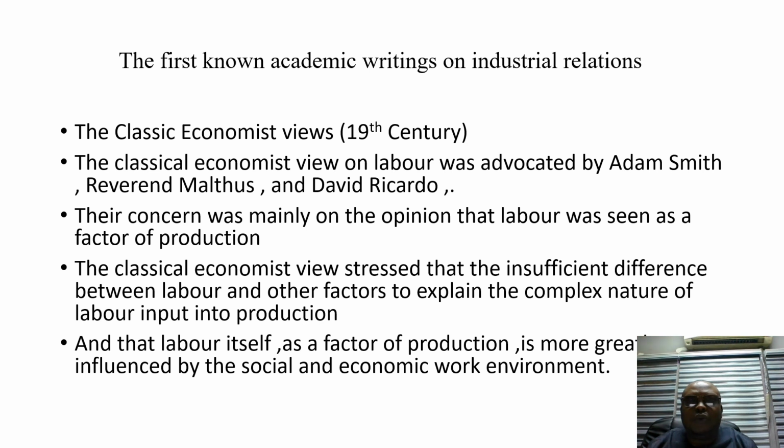Their concern was mainly on the opinion that labor was a factor of production, that labor is like any other factor of production. And because of this view, the classical economics stressed that there is insufficient difference between labor and other factors to explain the complex nature of labor input into production. So they were the early scholars that identified the characteristics of labor and compared it to that of other factors of production and tried to emphasize the unique nature of labor. However, labor itself as a factor of production is more greatly influenced by the social and economic work environment. These are the perspectives of the 19th century classical economic view on labor.